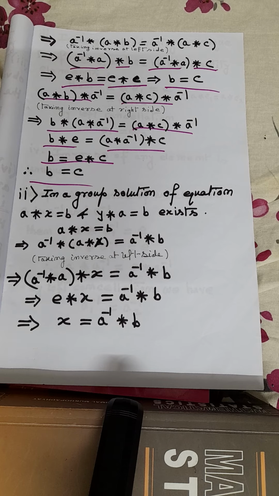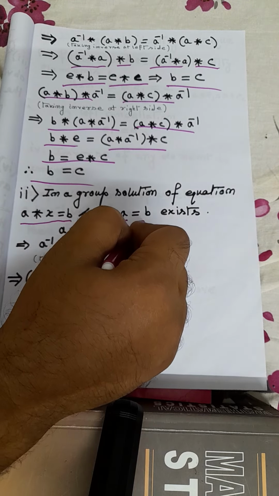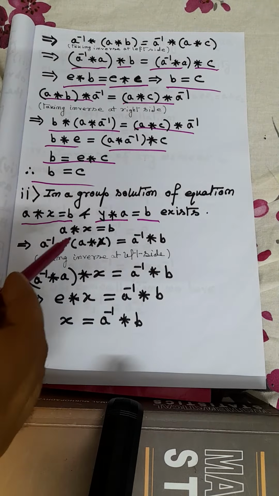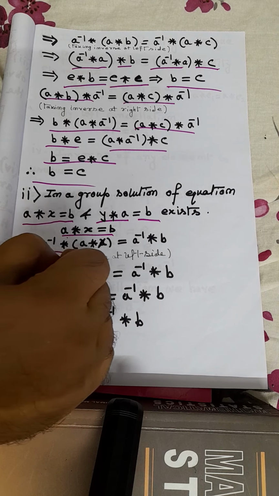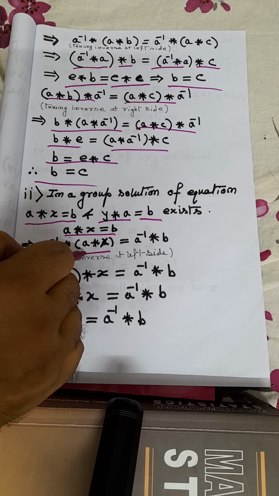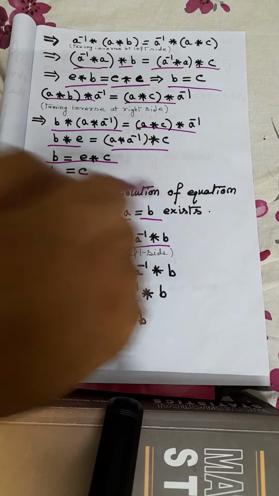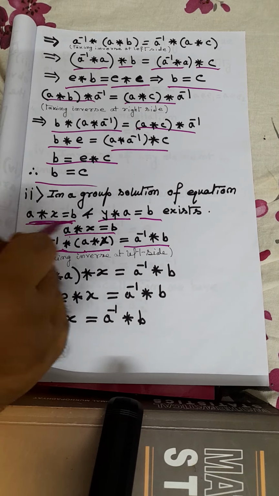Now, in a group, a solution of the equation exists. How will we prove that? Let a binary operation x equal to b, and y binary operation a equal to b. So a binary operation x equal to b. Just take the inverse at the left side: a inverse binary operation a binary operation x equal to a inverse binary operation b. This is the thing we have taken.